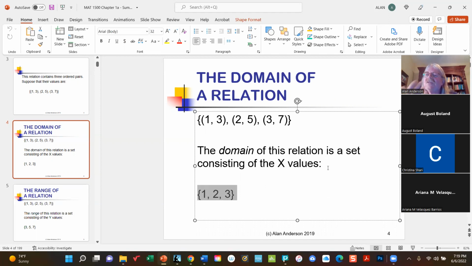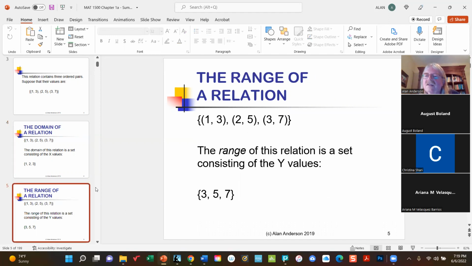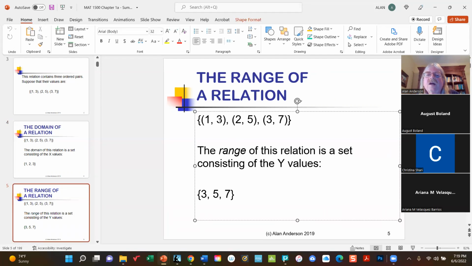Now, once I mention this word domain, the other word that goes along with domain that you probably remember now is called the range. What would the range be? Well, if the domain is all of the x's, the range must be all of the y's. And that's exactly what this means. It's simply a set that contains all the y values, which can be repeated, by the way, for this relation. So it's a very simple idea.